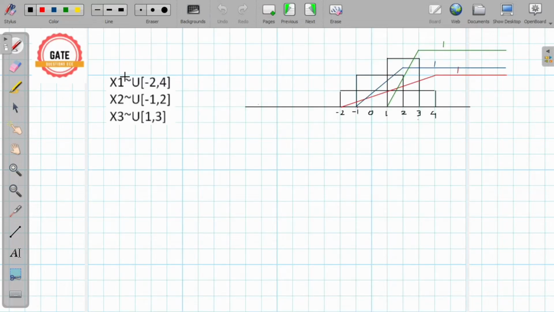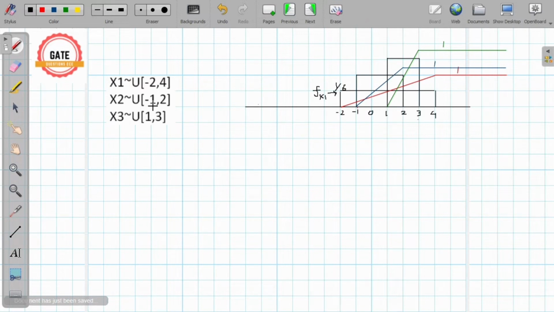This is already given in the question, and here I have plotted the PDFs of x1, x2, x3. As you can see, x1 is uniformly distributed from -2 to 4. So this diagram is the PDF of x1, and this height will be 1 by 6.